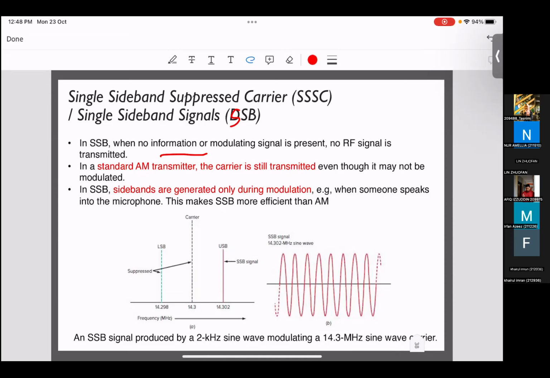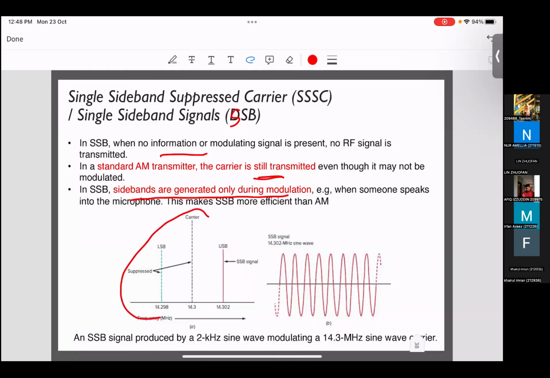In a standard AM transmitter, the carrier is still transmitted even though it may not be modulated. So in a standard AM transmitter, the receiver has to receive the carrier even though there's no information. Now, that's a lot of wastage of energy because it's constantly on. It's constantly receiving even though you're not transmitting any information. It's just the carrier. So in SSB, the sidebands are generated only if there is modulation. So only when there is information, you would transmit something.